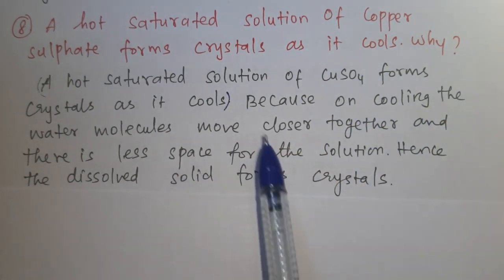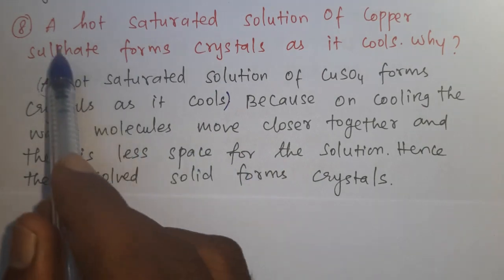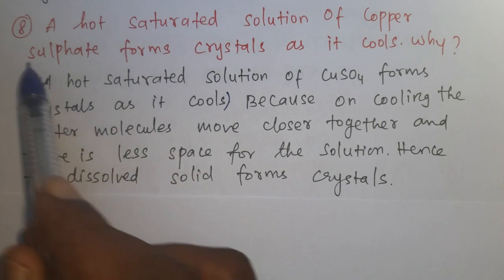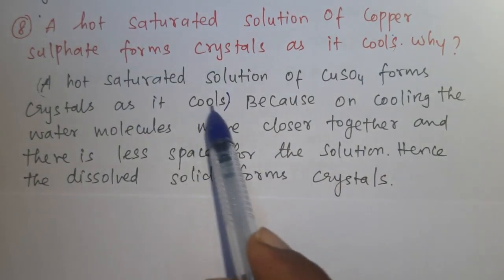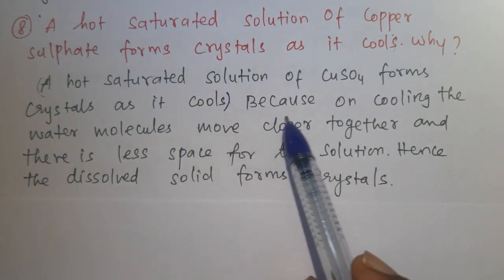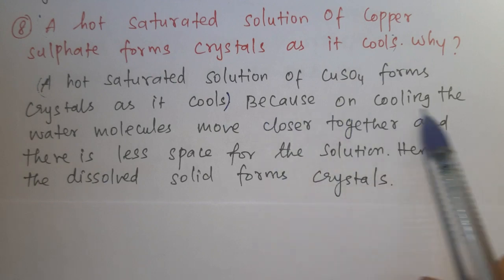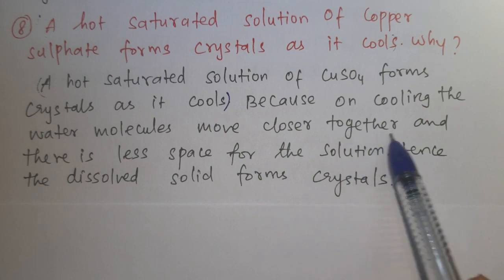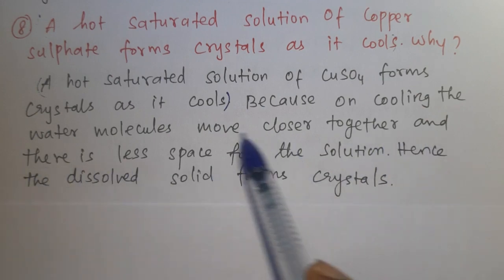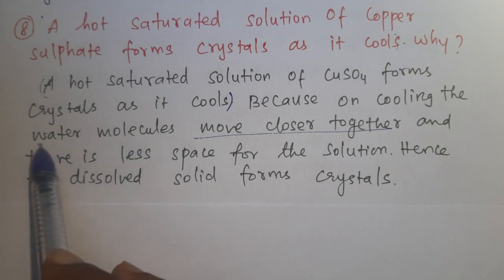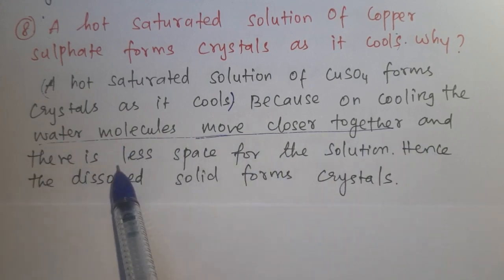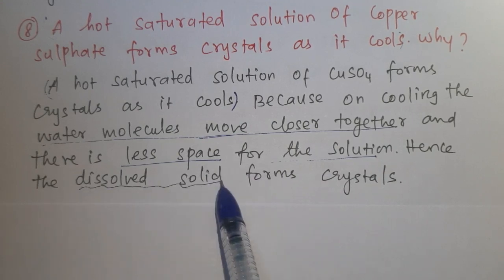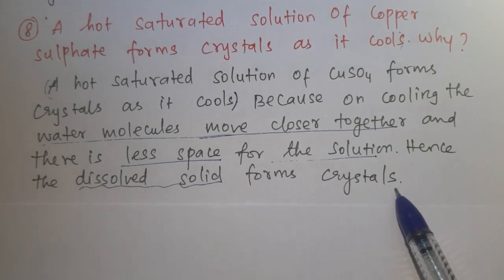So students, no need to feel this is a big answer. A hot saturated solution of copper sulfate forms crystals as it cools. So you can write this from the question. The reason we have to write is that on cooling the water molecules move closer together and there is less space for the solution. Hence the dissolved solid forms crystals.